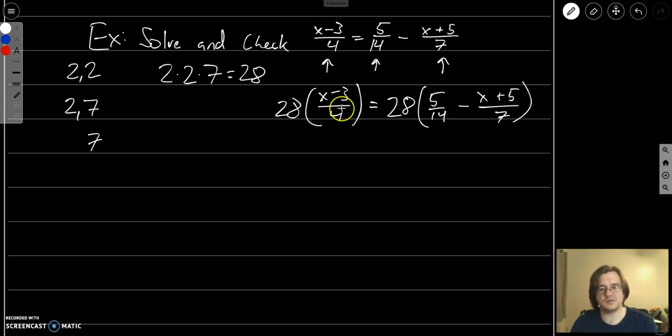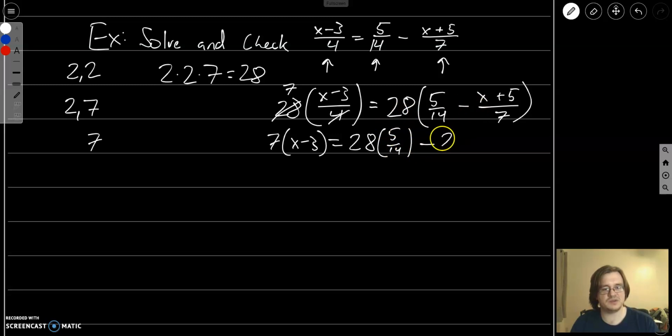So we've got our fraction here. I can cancel 4 out with the 28. We'll be left with 7 though. This will be 7 times x minus 3. I need to distribute the 28 on this side. So 28 times 5/14 minus 28 times x plus 5 over 7. So far so good. I can distribute the 7 to get 7x minus 21.